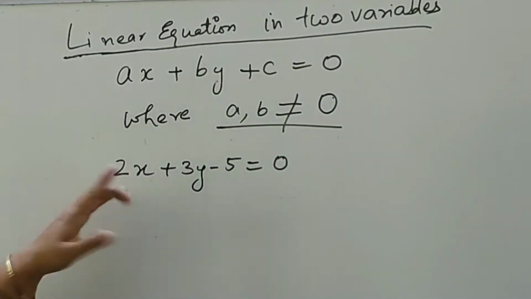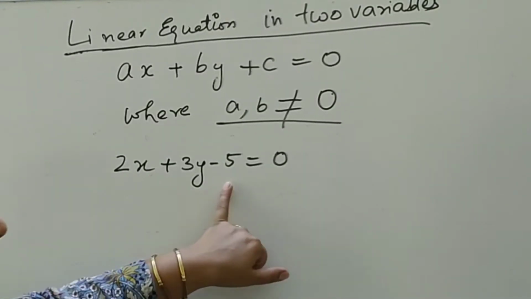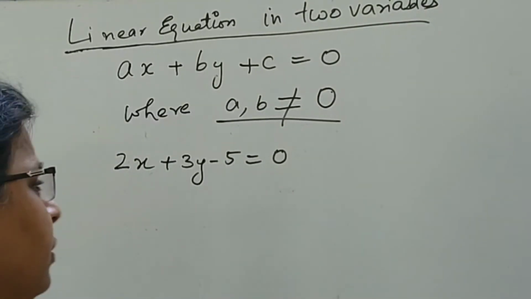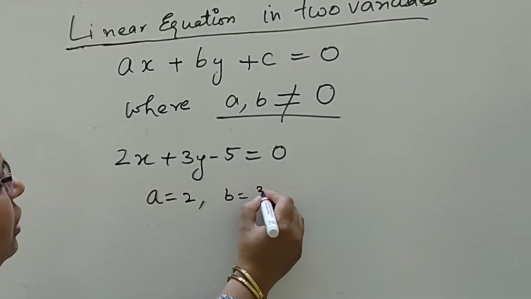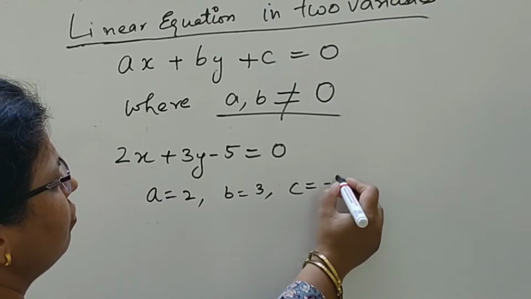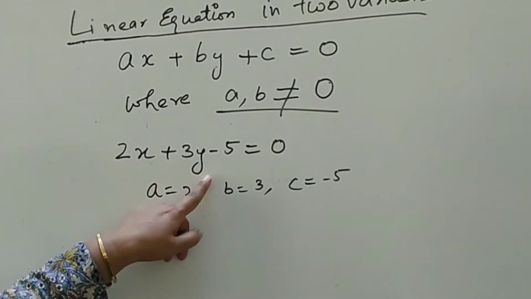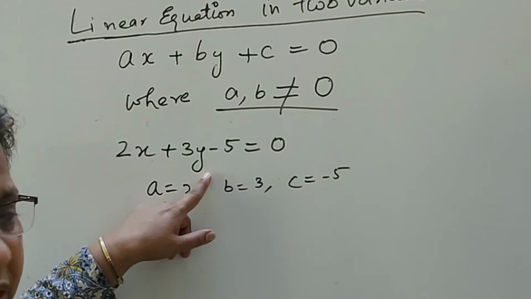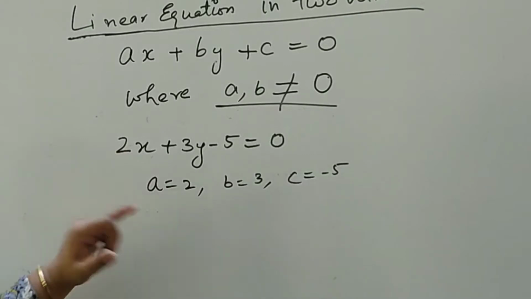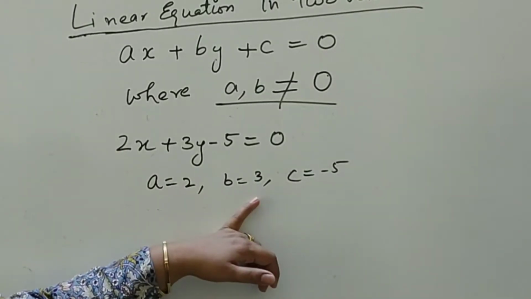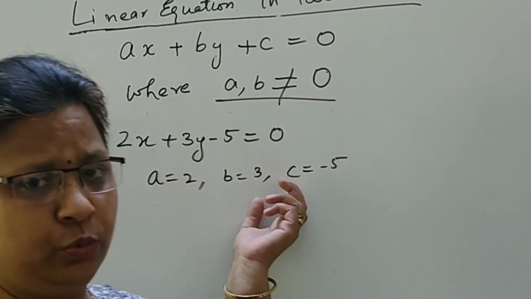For example, if I'm taking the equation 2x plus 3y minus 5 equal to 0, here A equal to 2, B equal to 3 and C equal to minus 5. X and y are the two variables in this equation, okay, and A, B and C are the values. Here A and B should not be equal to 0 for an equation in two variables. You can have C equal to 0, okay.